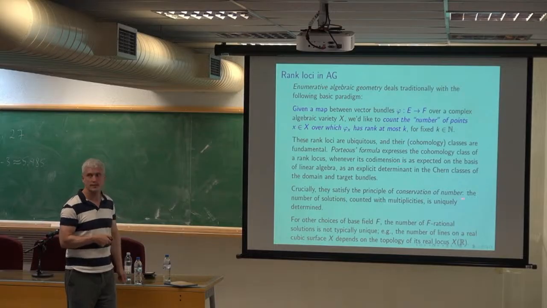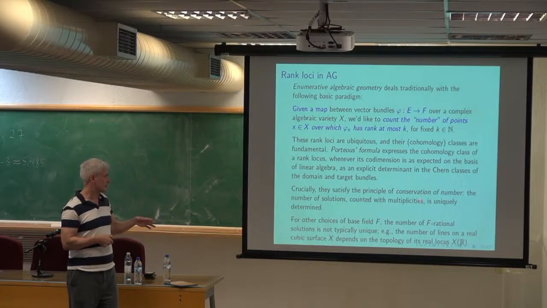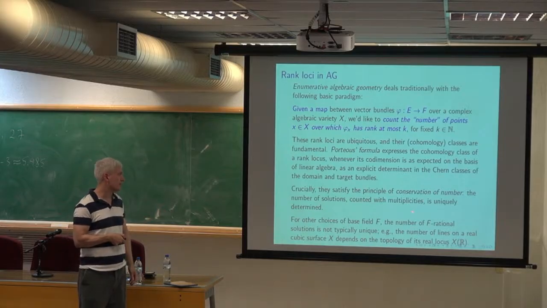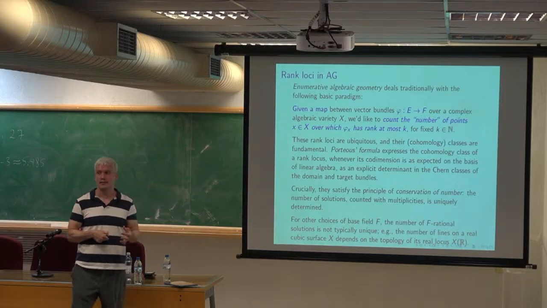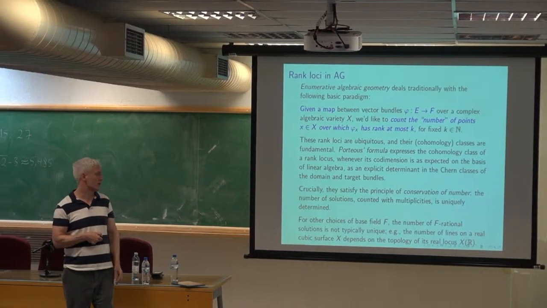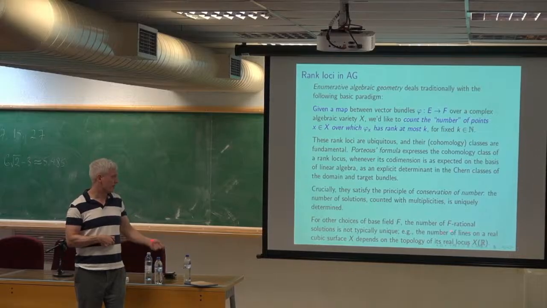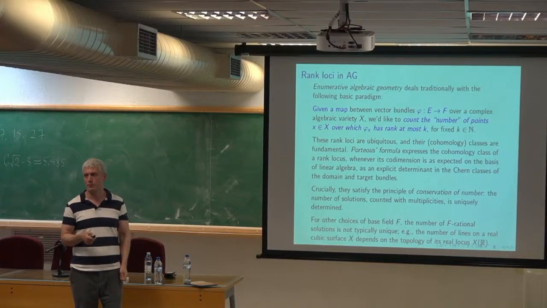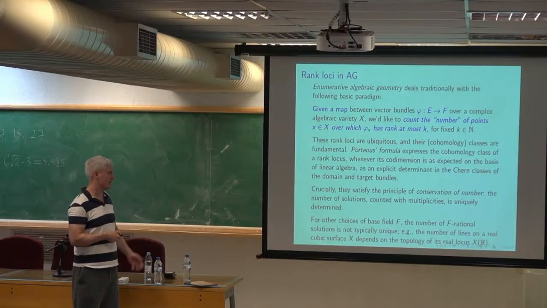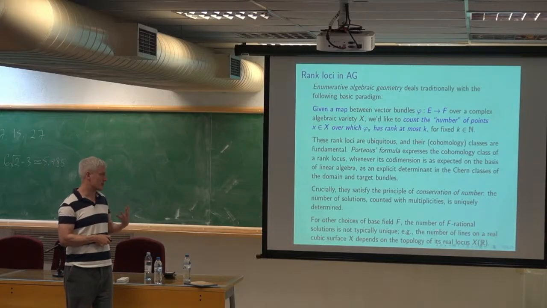One feature of this basic paradigm over the complex numbers is that the number of solutions, whatever it is, provided you count it with appropriate schematic multiplicities, is always uniquely determined by the underlying numerical invariants. But you can then ask what happens if instead of working over the complex numbers, you work over some arbitrary base field. Now, all of a sudden, the number of F-rational solutions to your enumerative problem, in general, won't be unique.